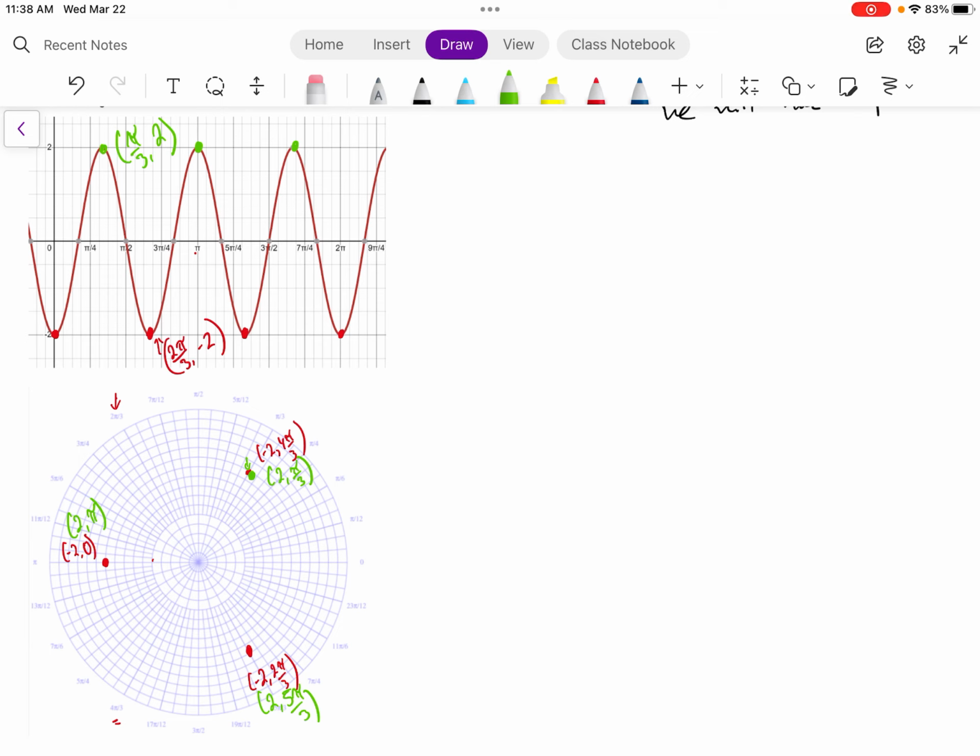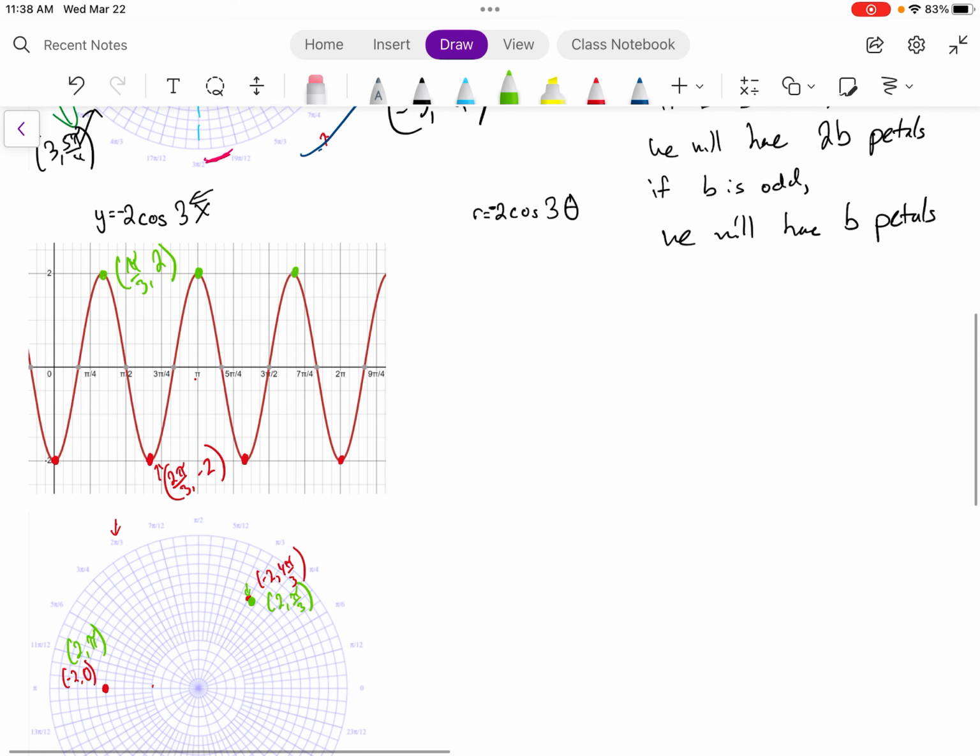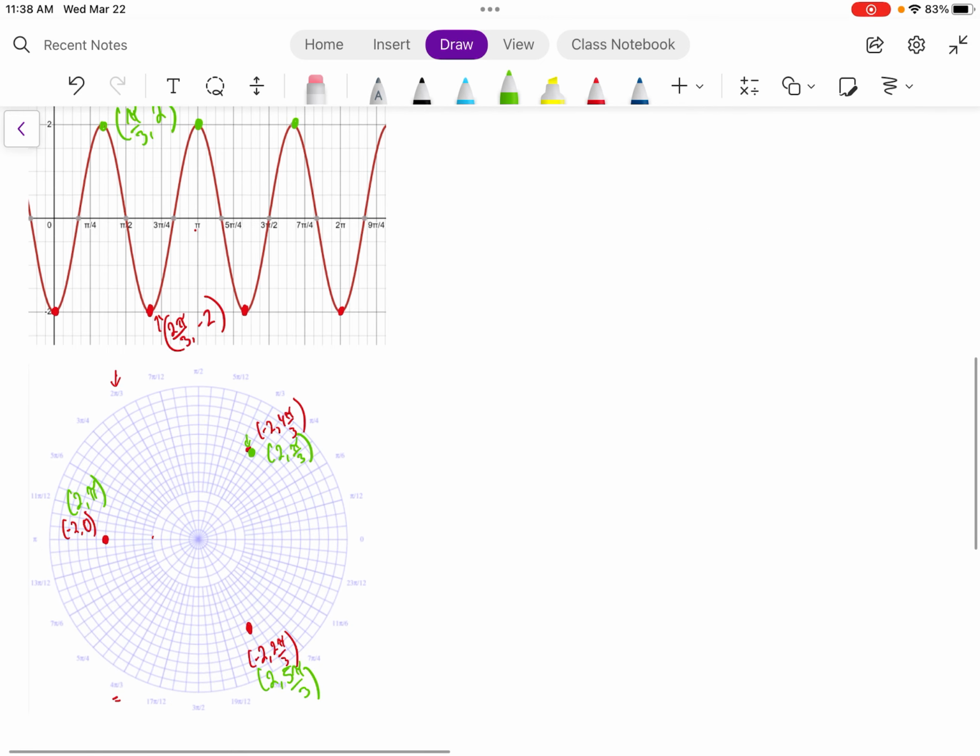And that's because of the fact that this is an odd function. I really only actually have to consider between 0 and pi, right? Because b is odd, I only have to consider between 0 and pi, but we'll sort of dive into how that comes about.